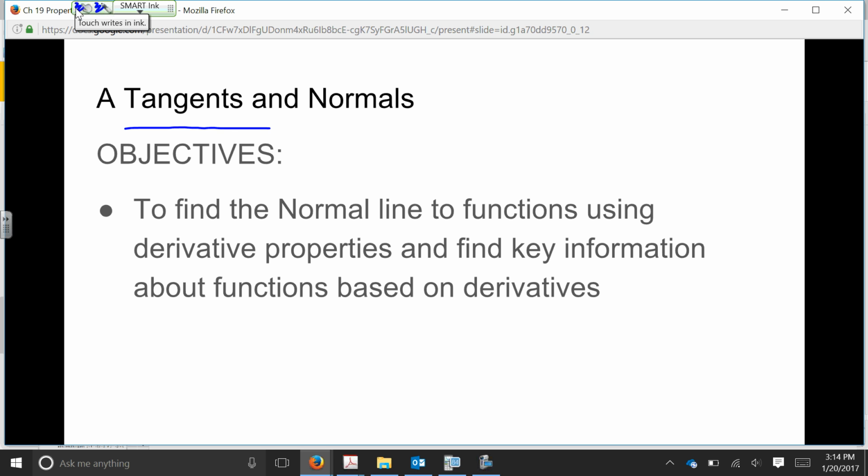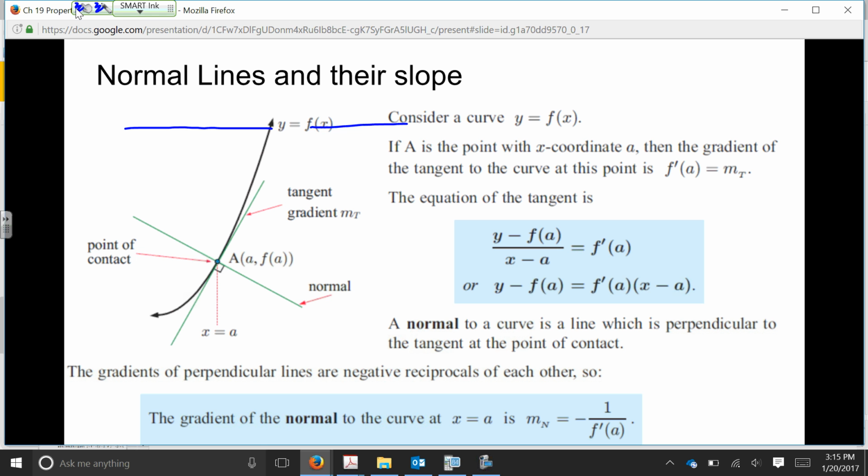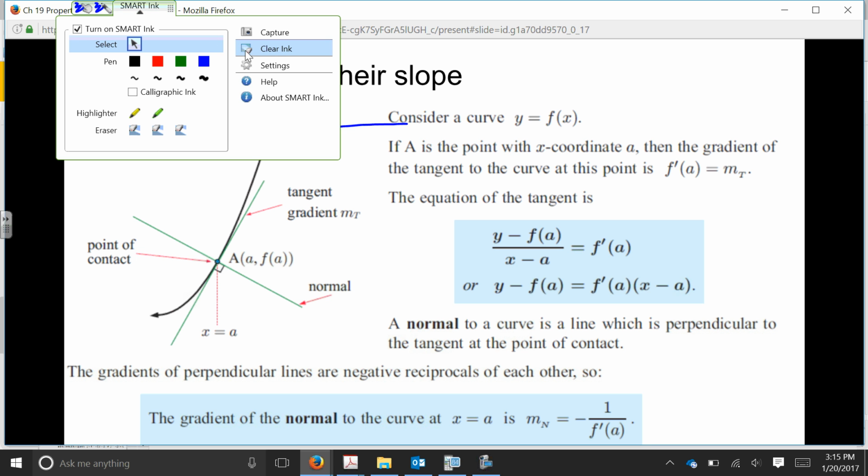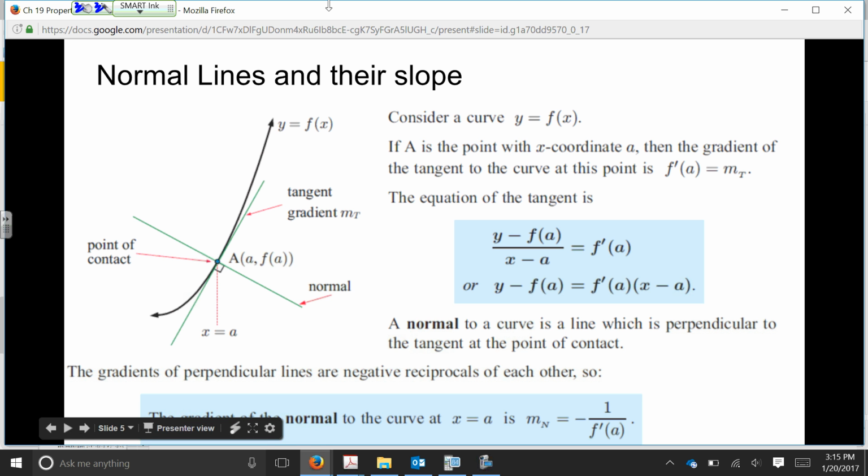So when we talk about tangents, we know the tangent curve or the tangent function of a function is its derivative. And today we're also going to be taking that and talking about normals as well, which we've talked about previously. Our objectives: we're going to find a normal line to a function using a derivative property and find key information about functions based on the derivatives. So a lot of examples here in this section, but like I said, we're focusing on application of these derivative properties in different types of functions.